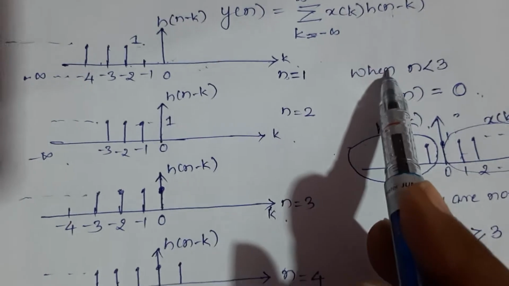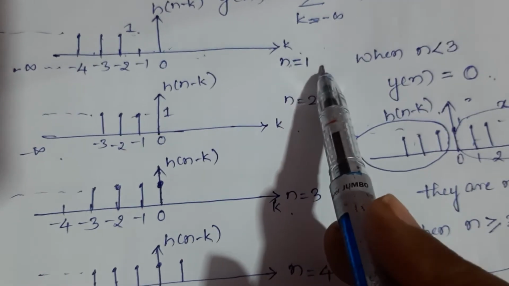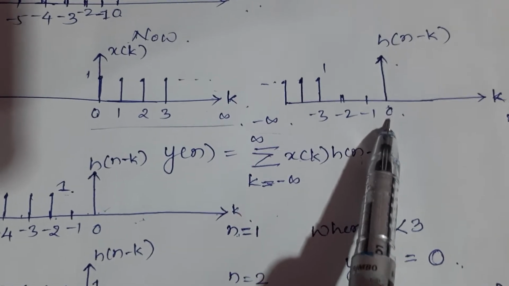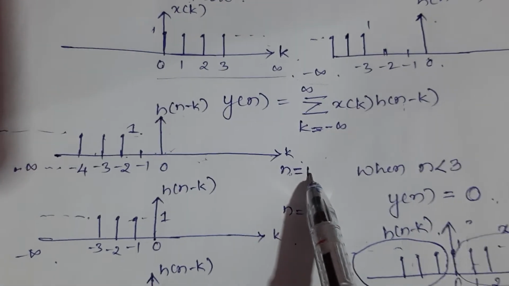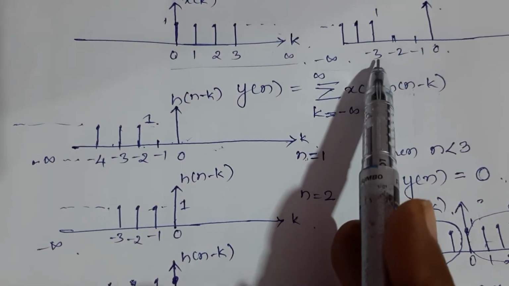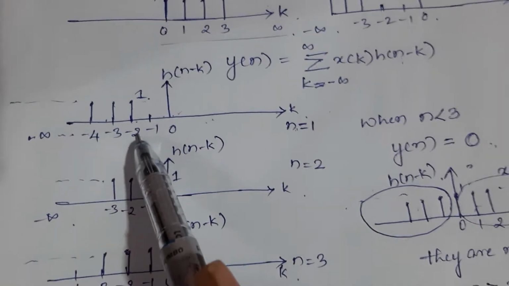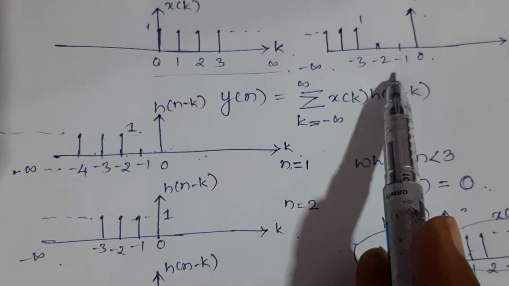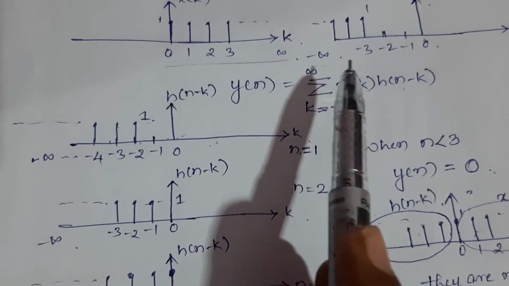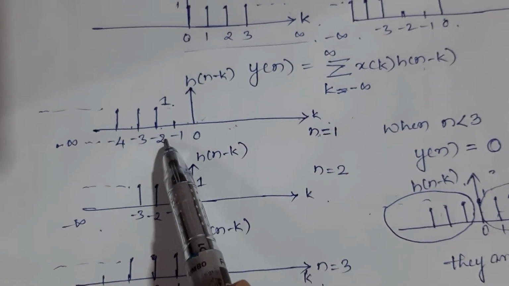Now, as I know for negative values of n, y of n is certainly 0. I think of taking the positive values. When n is 0, the h of n minus k is this. When n is 1, the signal becomes this way. So here it was ending at minus 3, but when n is 1, it runs up till minus 2. It comes 1 value to the right. Just imagine that a pulse train is jumping 1 unit to the right. So it will be coming up to minus 2.